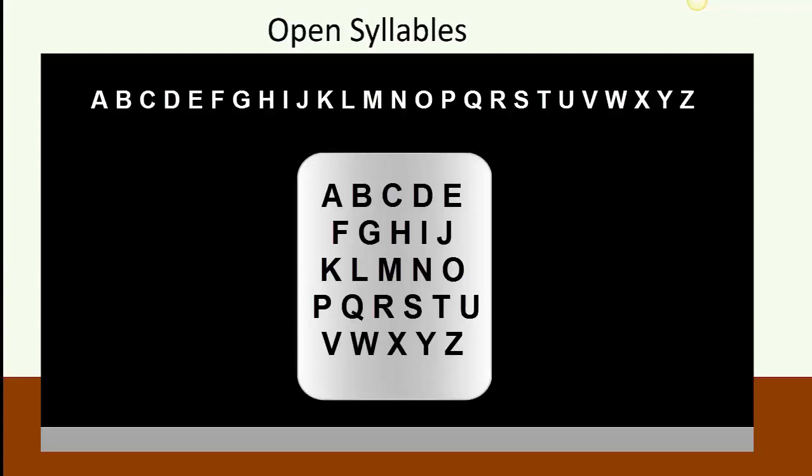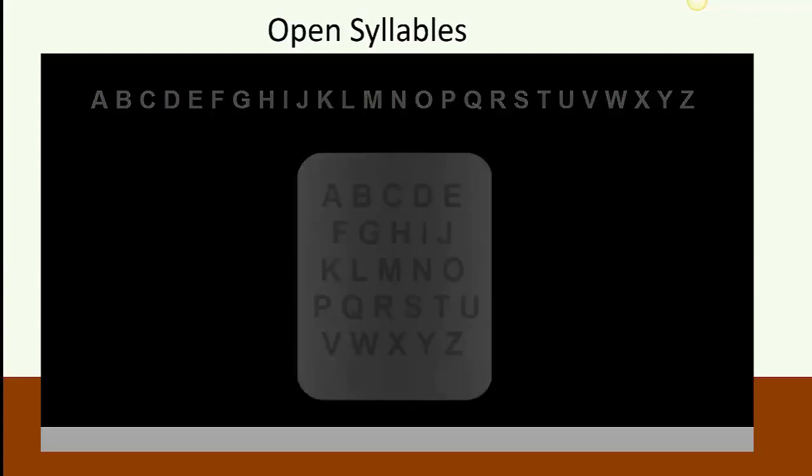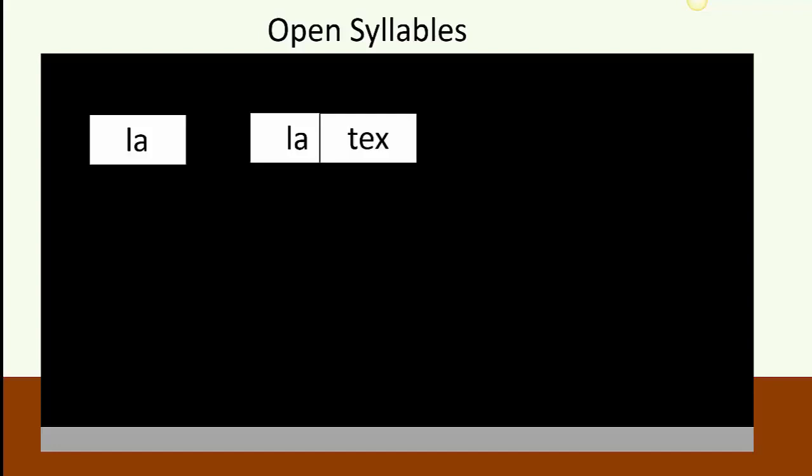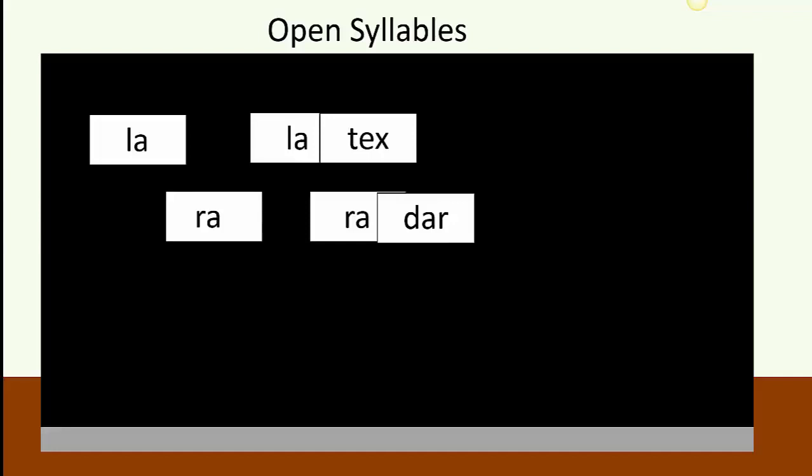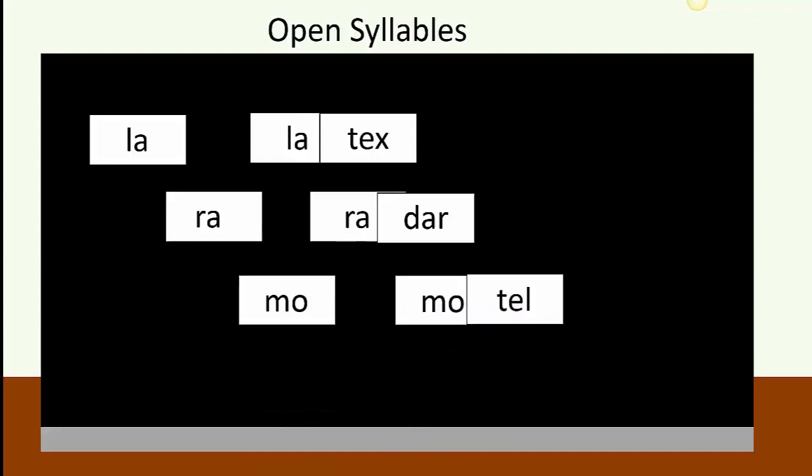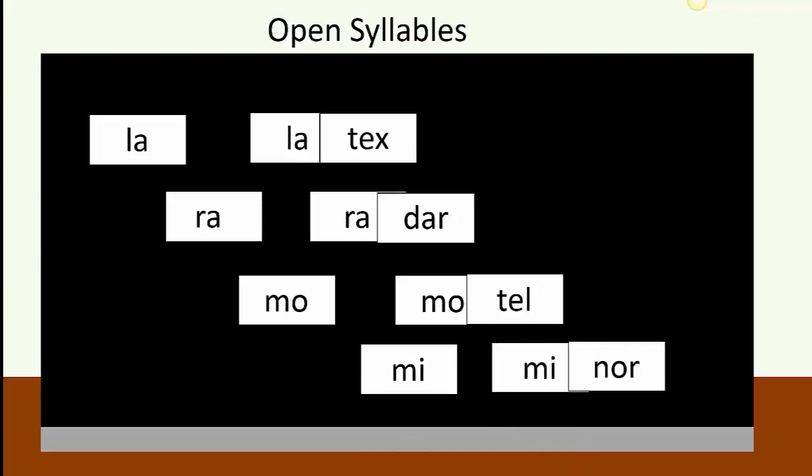As with closed syllables, the teacher can use magnetic letters on the board or on a magnetic journal to build open syllables for the students to decode. Initial consonants can be manipulated. Lay, as in latex, can become ray, as in radar, as well as the final vowel. Mo, as in motel, can become my, as in minor.